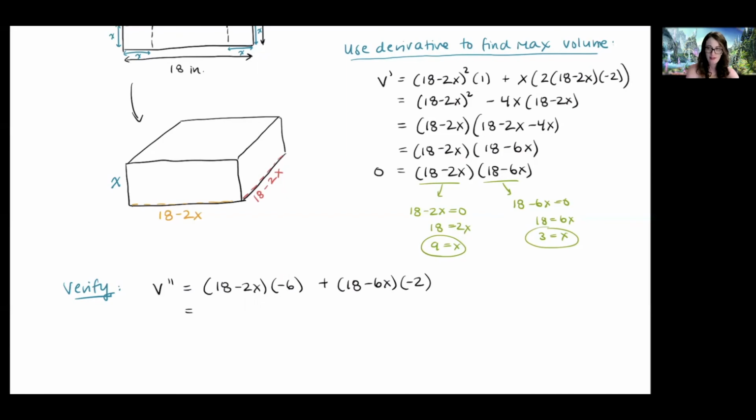So let's see, 18 times negative 6, that'll give us negative 108. Negative 2x times negative 6 is positive 12x. Let's distribute that negative 2. 18 times negative 2 is negative 36. And negative 6x times negative 2 is positive 12x. And if we just simplify this even further, negative 108 minus 36 is negative 144. And 12x plus 12x is 24x.